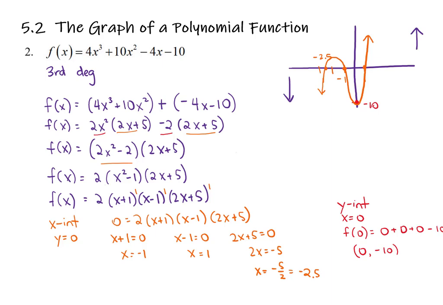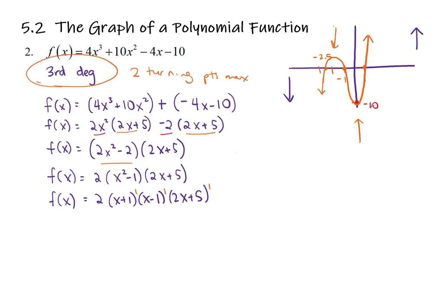Step 4 asks us to determine the maximum number of turning points on the graph. And because it is a third-degree polynomial, we're going to say it has a maximum of 2 turning points. And we can see that on the graph. We see the one turning point right here and another turning point right here. And so we know we have the basic shape correct.